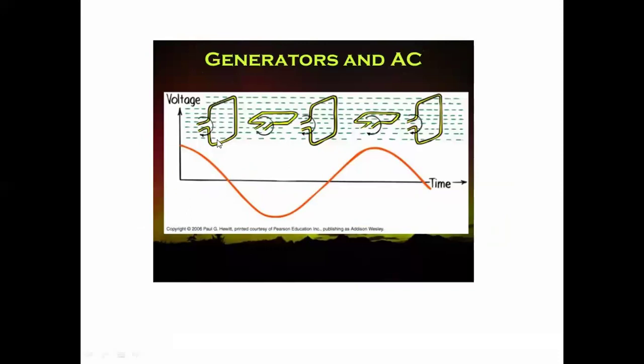So this is the coil vertical. It cuts almost no flux when it is vertical, so EMF is zero. At horizontal, the maximum EMF is induced. At vertical, again, no EMF. At horizontal, again, the EMF induced is maximum.